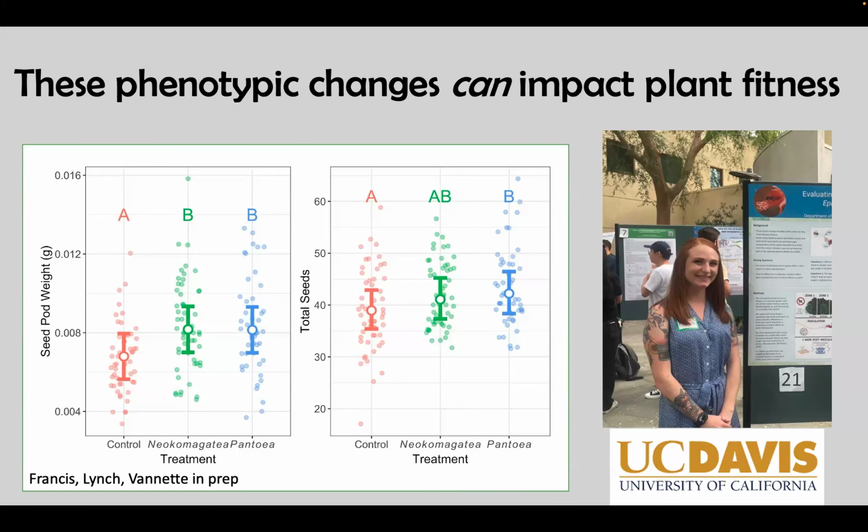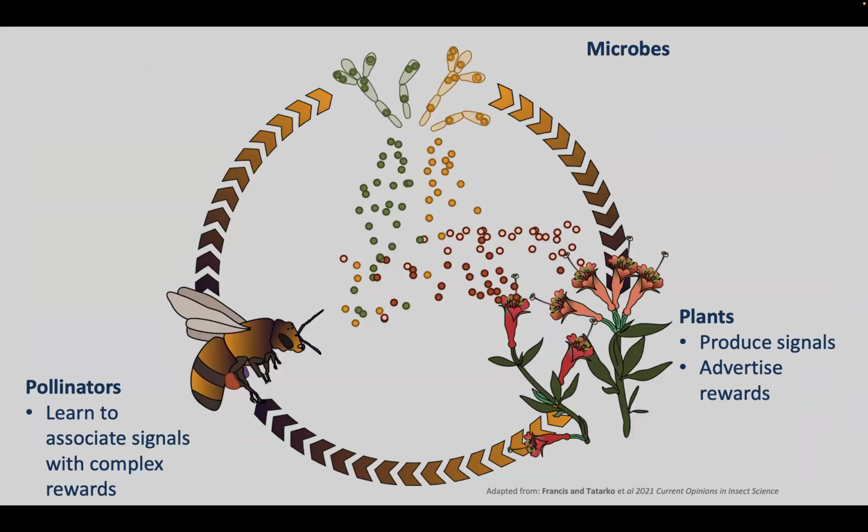So I showed you that simple bipartite interaction where we have plants producing signals that are advertising rewards. We have pollinators learning to associate these signals with complex rewards. But on top of that, there are microbes who are producing signals of their own, who are changing rewards in the ways that pollinators care about. So that's the framework I'm going to tell you about today.